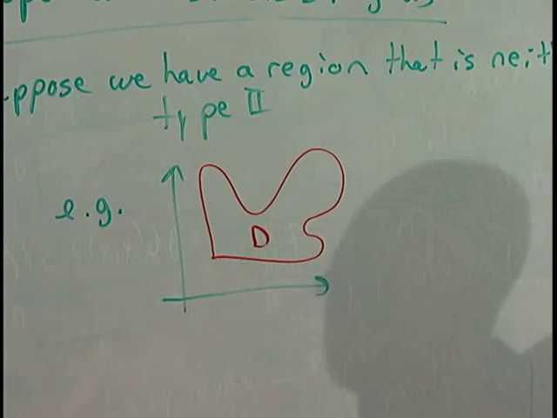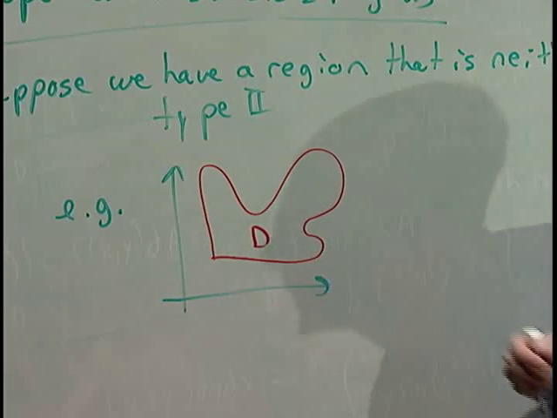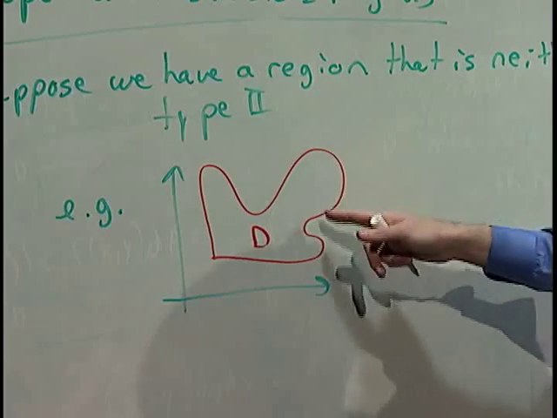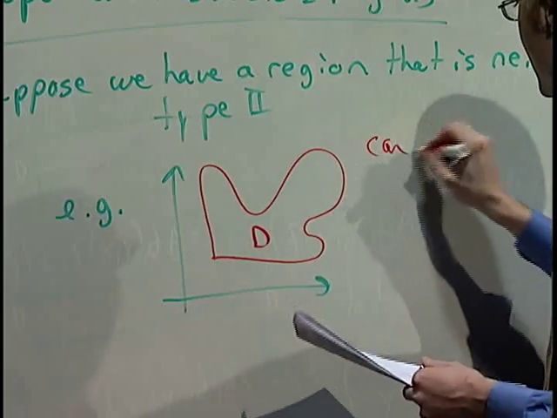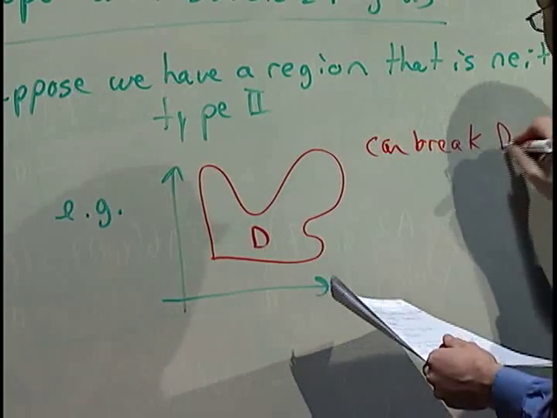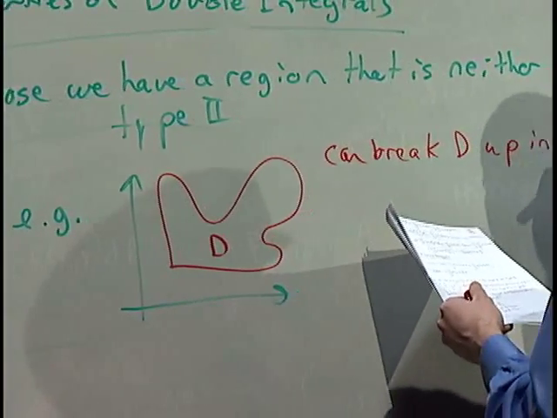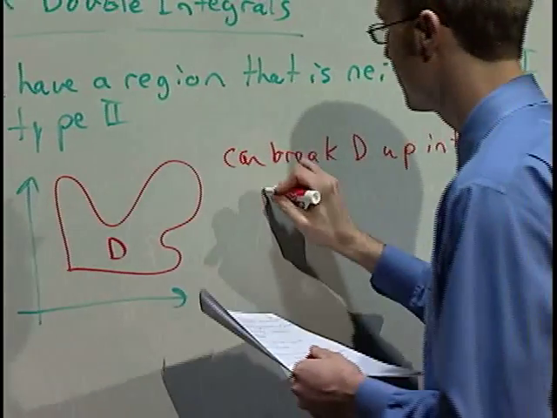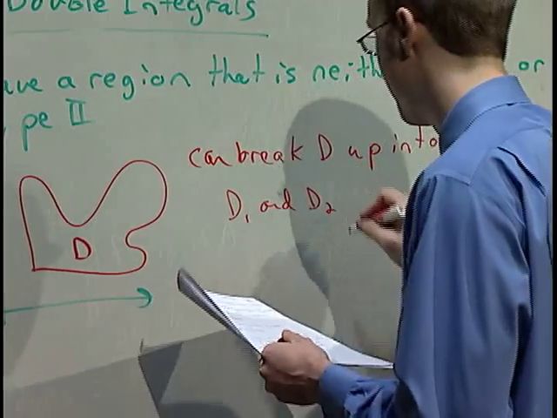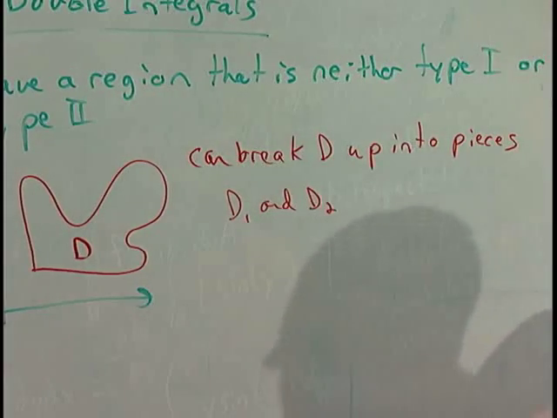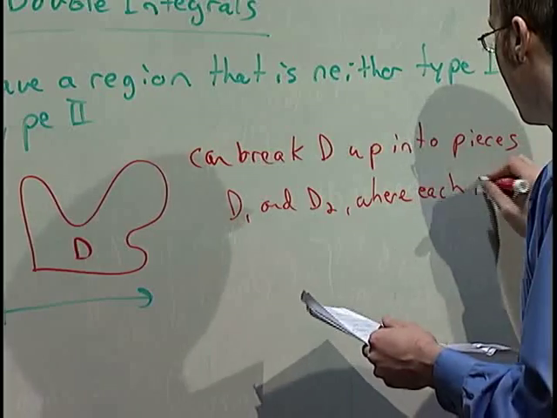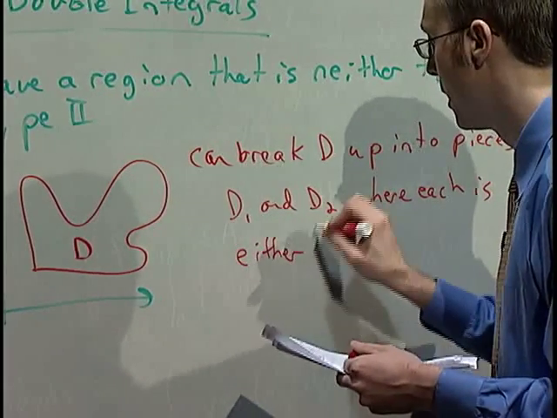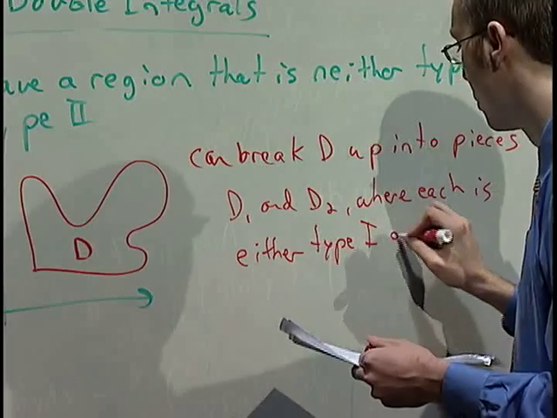Well, you're not going to get this into a single region because it's got funkiness going on both the boundaries, the upper and lower, and the left and right boundaries, right? And so you can break D up into pieces, D1 and D2. In fact, you can break them into as many pieces as you want to. I'm breaking it into 2 pieces here, but you can break it into 3 pieces or 4 pieces or whatever works for you, where each is either type 1 or type 2.